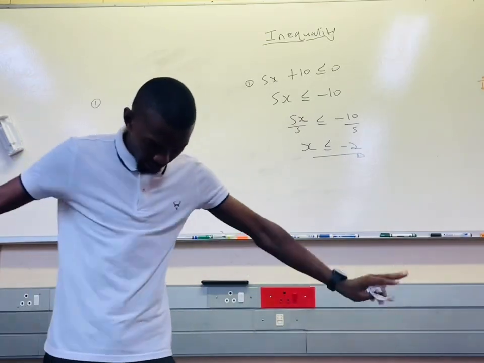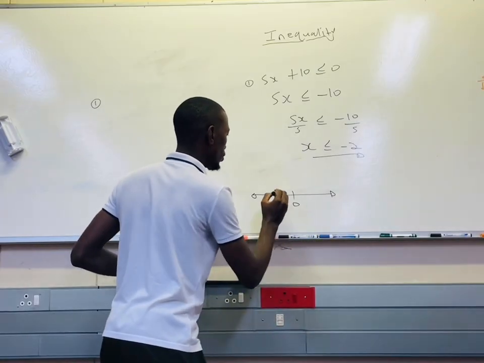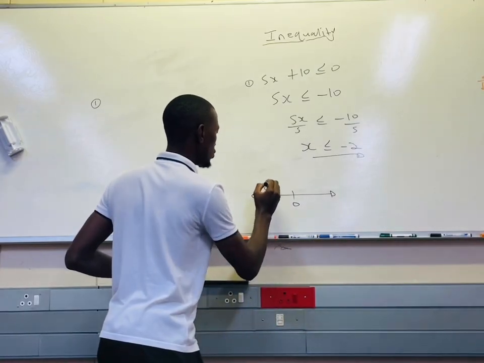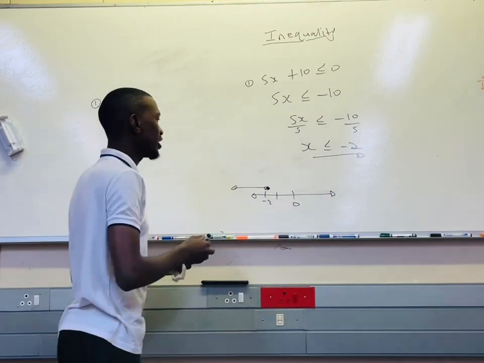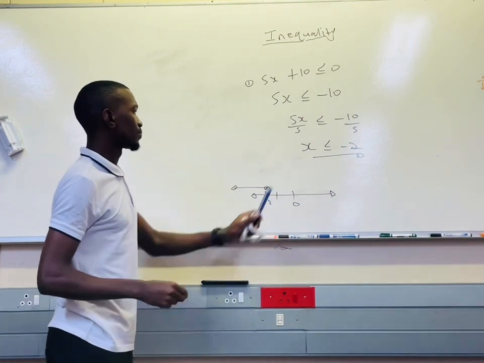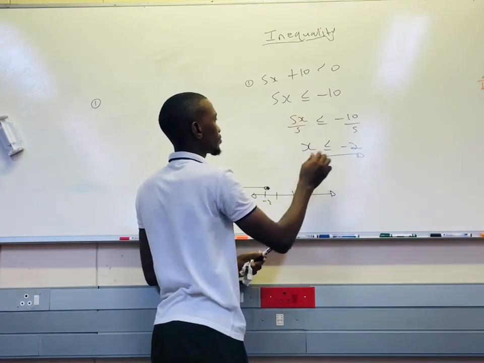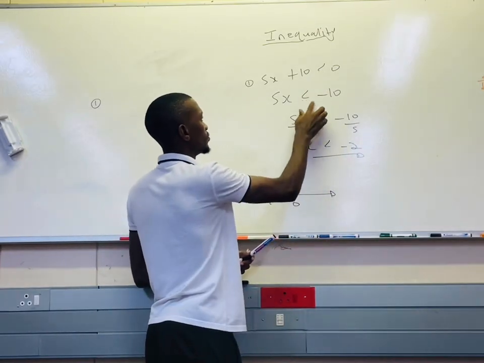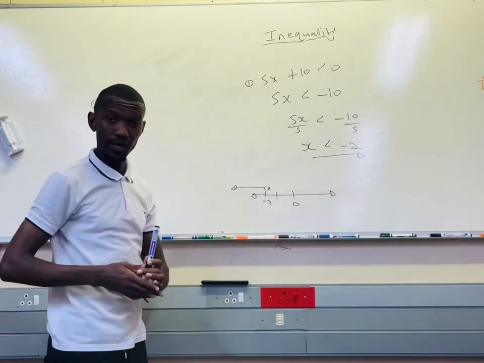Then you are done. So on the number line, 0, negative 2, it goes there. You shade because of it's like that. You shade. I shaded. Now, if ever this guy was just like this, it means I'm gonna leave it like that. It's unshaded. I hope we are good on that part.